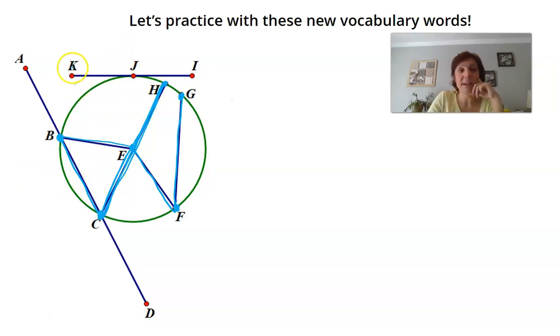Notice this line right here, it didn't cut through the circle. A chord has to come through and touch two points on the circle. This line doesn't do that. It's not that this line isn't special. It is. It's just not a chord.